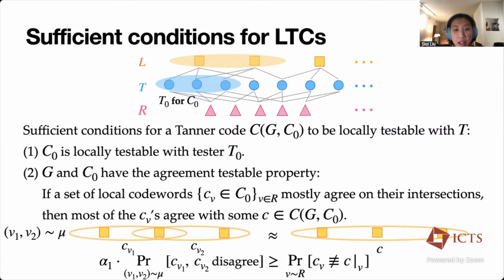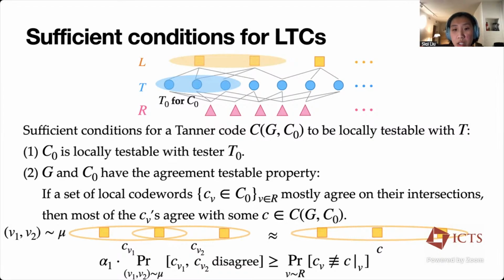An alternative way of saying it is that if the probability under this distribution mu that C_v1 and C_v2 disagree with each other is small, then actually most of the C_v would agree with restrictions of the global code word C. Okay, so that's why it's called agreement testable. It's about bounding disagreement. So these are the two sufficient conditions to prove that the tensor code is locally testable.